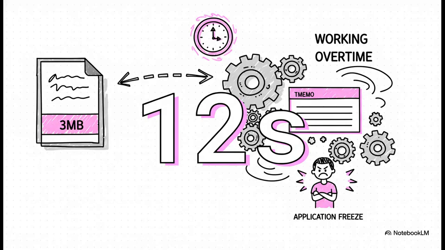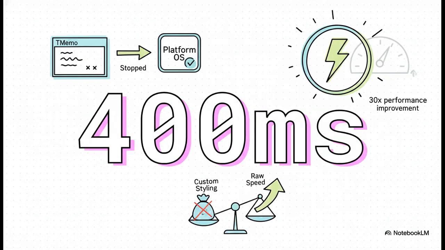Imagine you need to load a 3 MB text file, say a big JSON response from a server, into a TMemo. With a standard styled FMX TMemo, this can take a shocking 12 seconds. For 12 full seconds, your app is just completely frozen. Why? Because the FMX styling engine is working overtime trying to process and lay out that huge block of text. Now watch this. By changing just one property on that same TMemo, setting ControlType to Platform, the same operation completes in just 400 milliseconds. That's not a typo. That's a 30 times performance improvement.